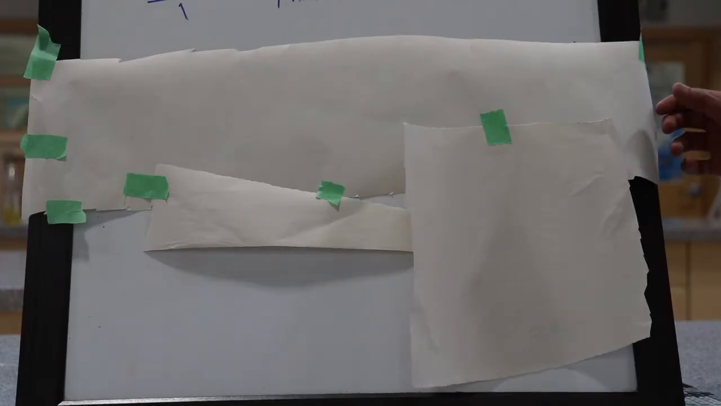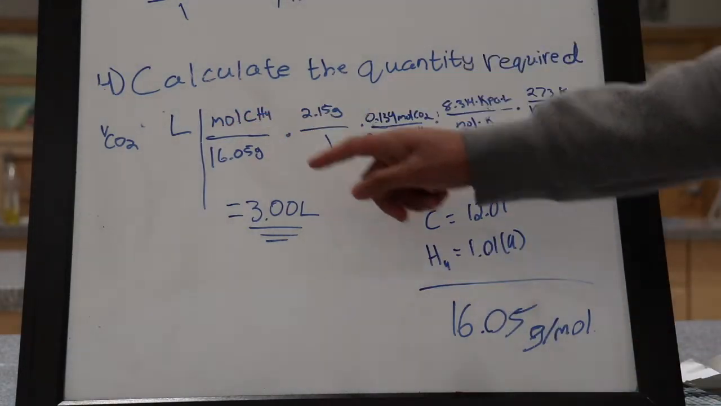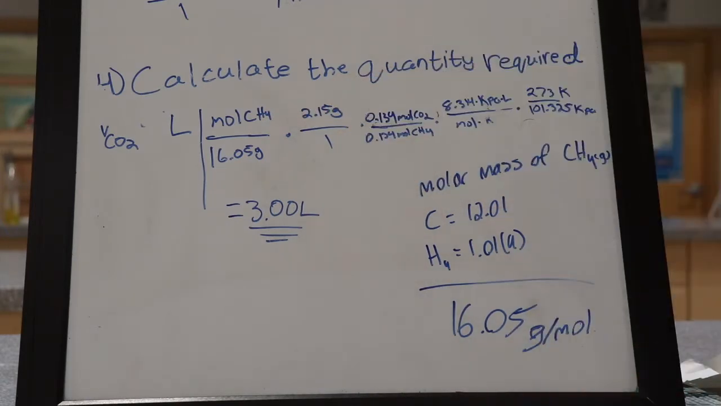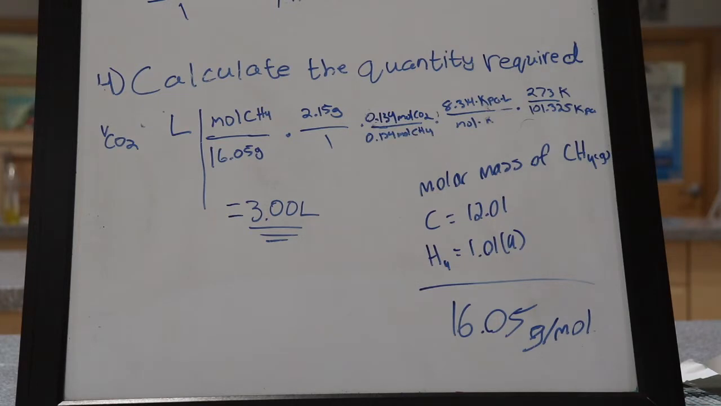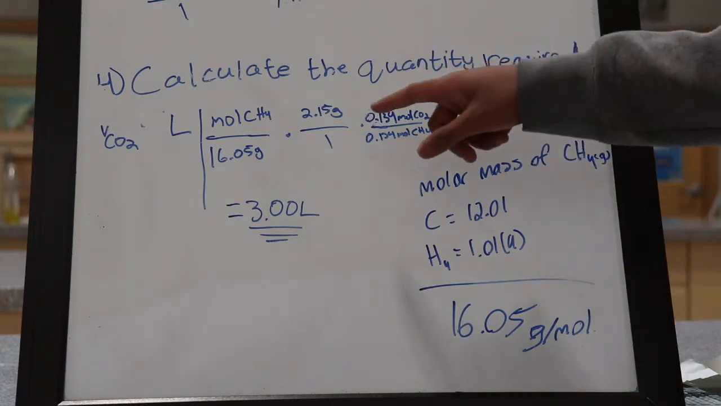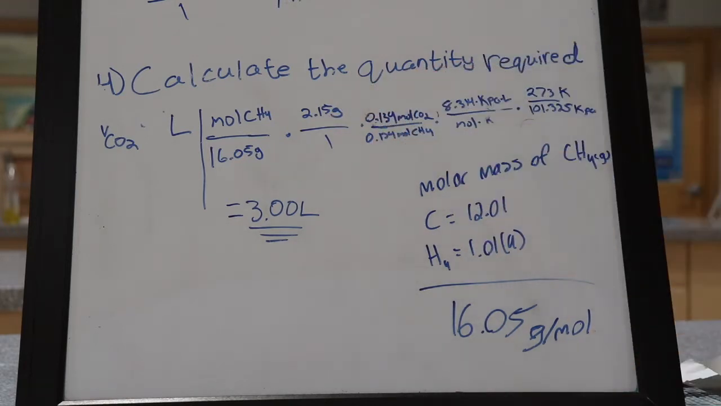Alright guys, now we're at step 4. Calculate the quantity required for volumes of CO2. We're finding liters. First we find the molar mass of methane, which is 1 mole of methane over 16.05 grams, and then multiply that by the mass given, which is 2.15 grams, over 1.